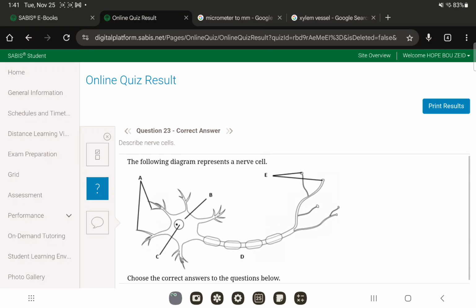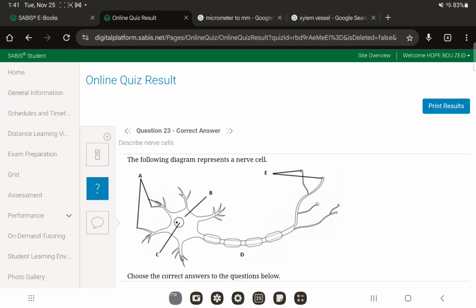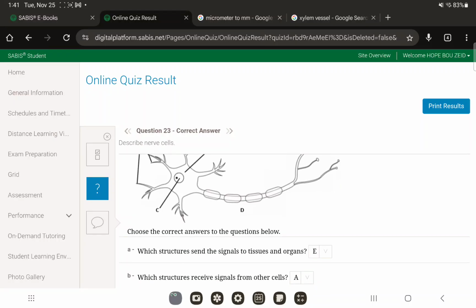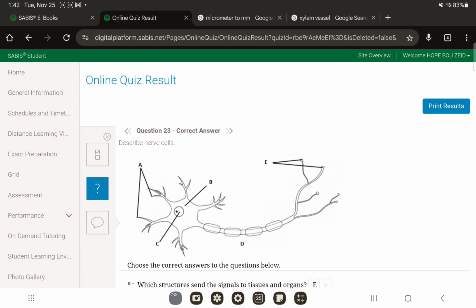So this is a photo of a nerve cell, also known as a neuron. Which structure sends the signals to tissues and organs? They send signals from E, the bottom. The top, here A, these things receive the message from the neuron before it. E is what gives it to the next neuron, or to the organ tissue.